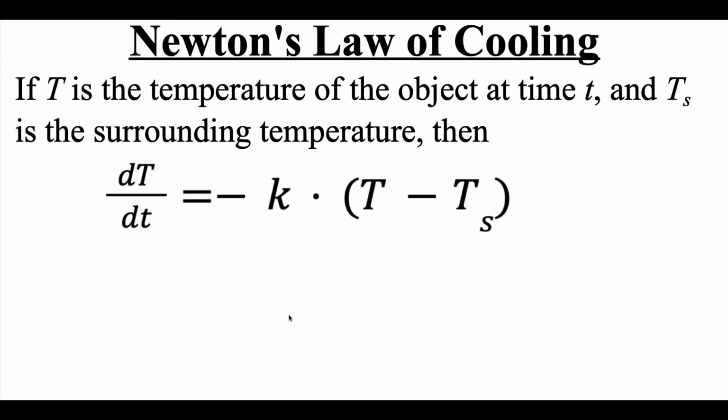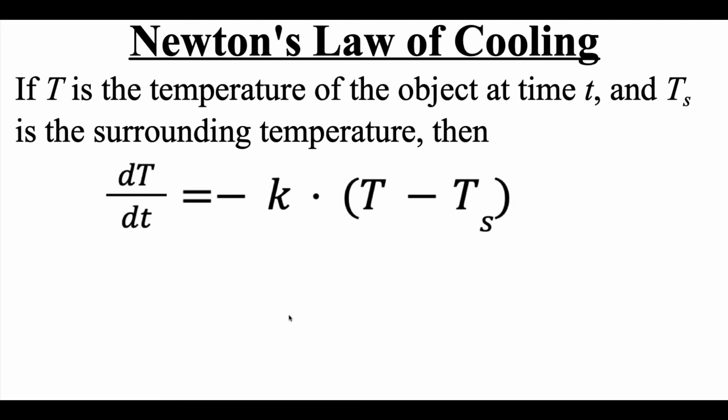Now, because we have that proportional relationship, we can write out a differential equation to represent this situation. If capital T is the temperature of the object at time lowercase t, and we let T sub s be the surrounding temperature of the medium, whether that be air or water or whatever your object is in, then we can write the differential equation dT/dt is equal to negative k times the difference of the object's temperature minus the surrounding temperature.